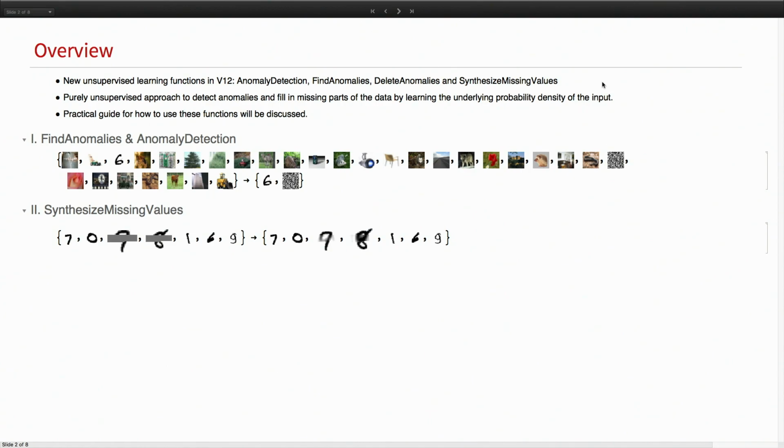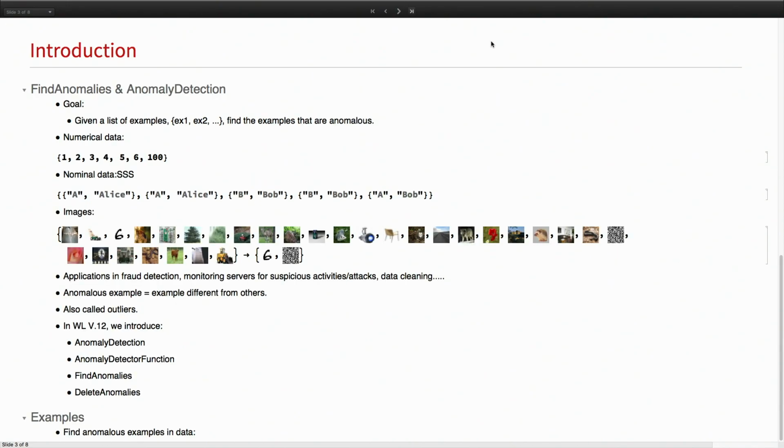So first, I will start with anomaly detection and find anomalies. So what is the goal here? Given a list of examples, it can be numerical data, it can be nominal data, or it can be images, we can ask what are the data that are somehow different from the majority of these. I will explain in detail what I mean by being different.